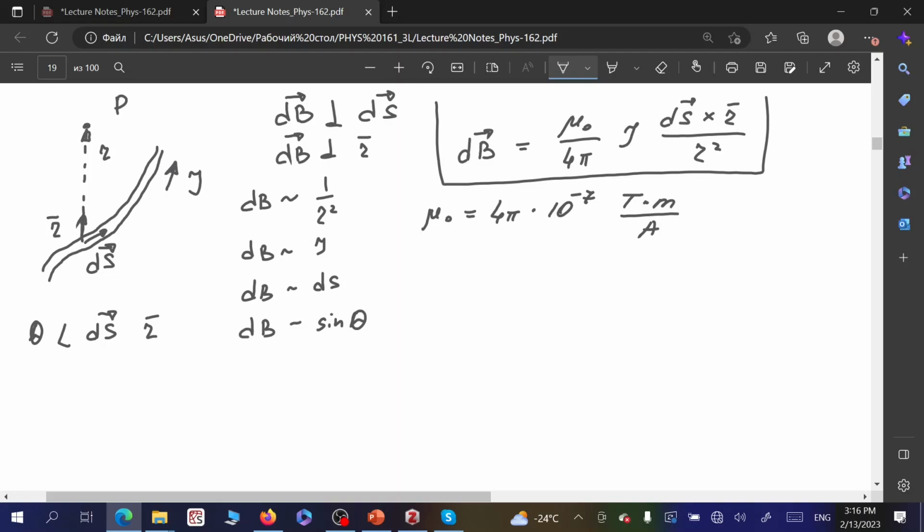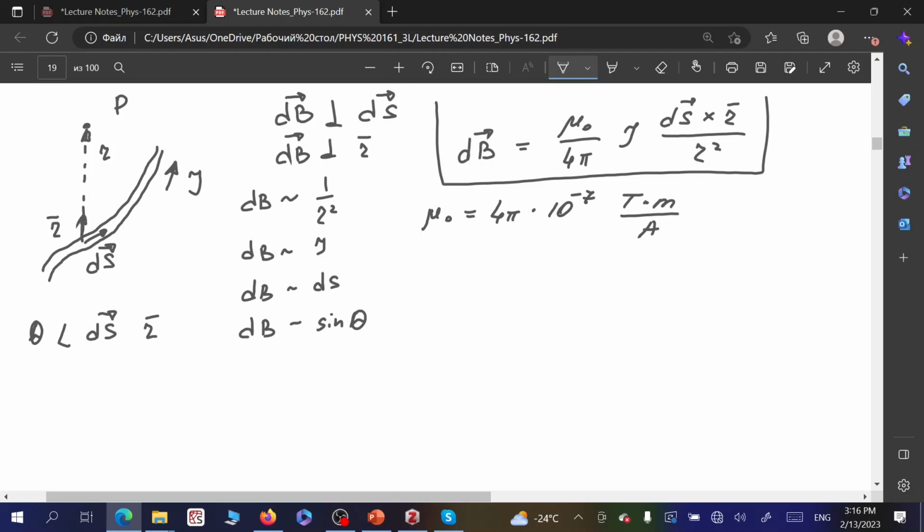The orientation, as we see here, is perpendicular to both of these vectors, and that's true because it's given with this cross product. Every time we have a cross product of vectors, the resultant vector will be perpendicular to both of them. Then it's proportional to 1 over r squared, the magnitude, that's true. Proportional to current, that's true. Proportional to the magnitude of the ds vector, that's also true. It's in the numerator. And the magnitude is proportional to sine theta, which comes from the features of the cross product.